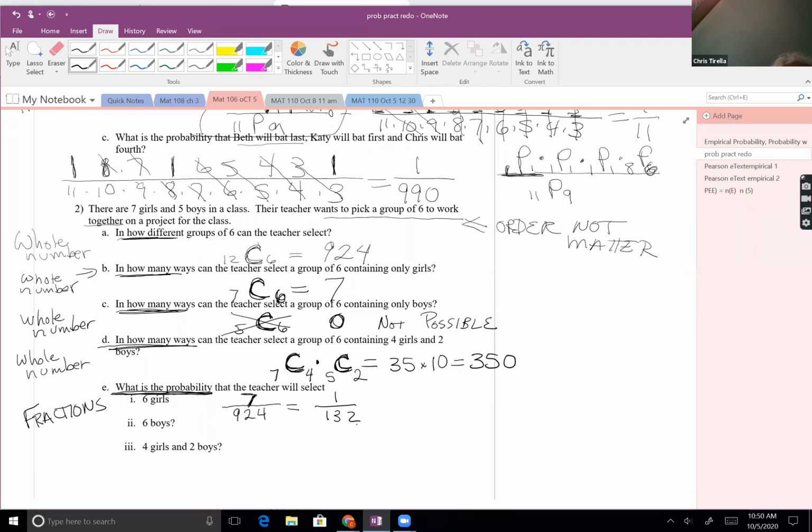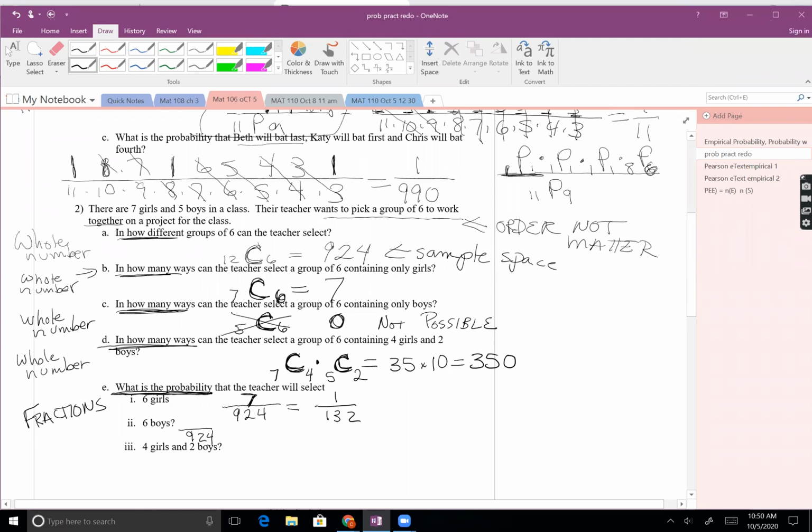Does everybody see how we're taking the preceding answers and putting them together? This would be my entire sample space. And so what's the probability of getting 6 boys? My sample space is still the 924. How many ways can I get 6 boys? 0. So here the final answer is 0.